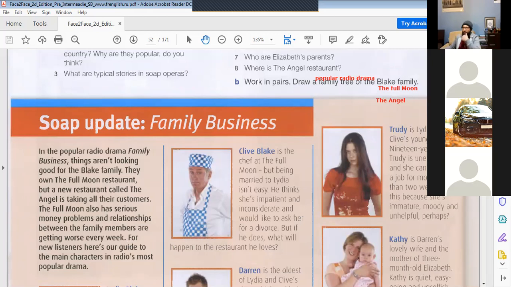Correct. These are, I think, also the new restaurant is taking their customers. Taking their business, right? Taking their customers. Yeah. Correct. Maybe this is why they have serious money problems, because they're not getting customers. Right? The main problem that makes the others. Correct.